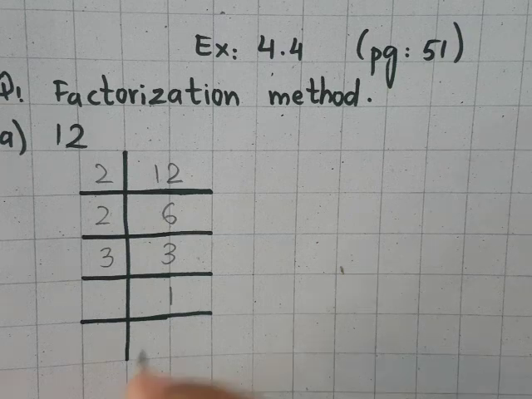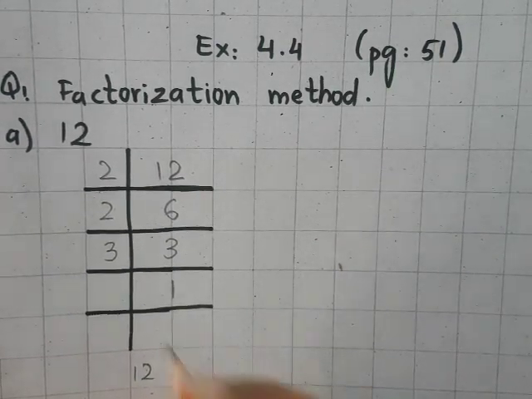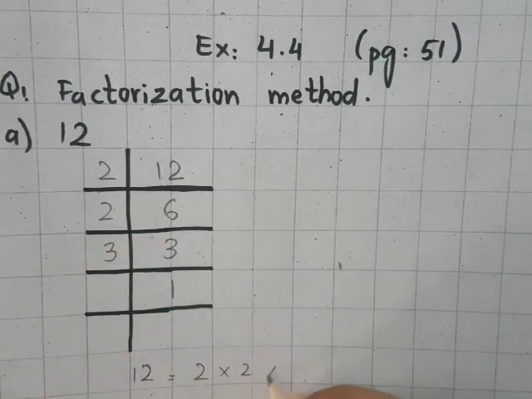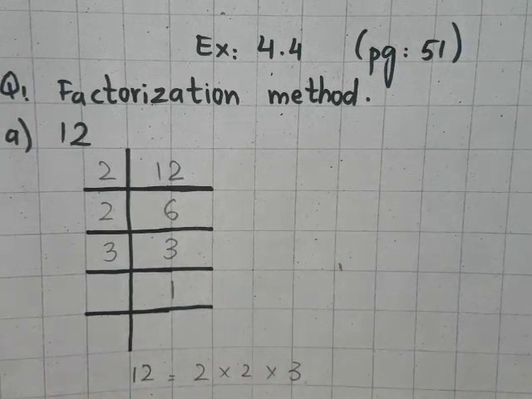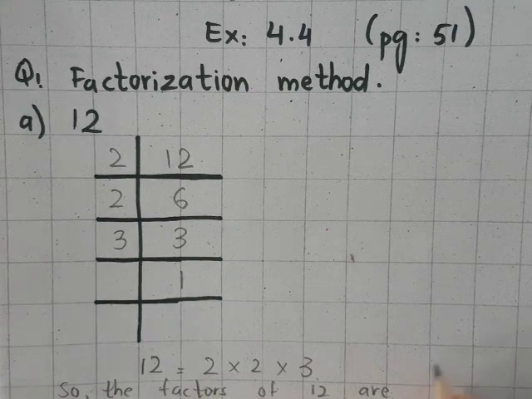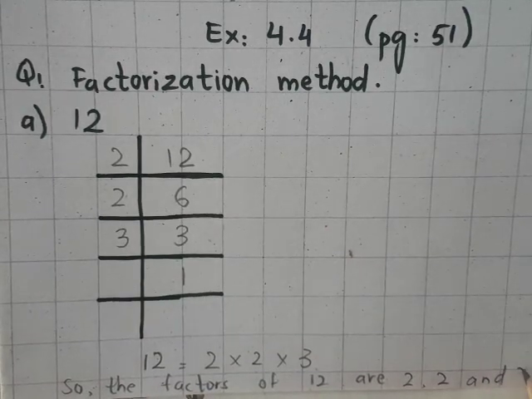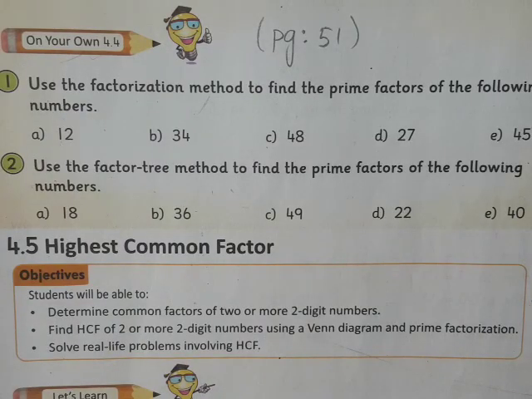We can write it like this: 12 is equal to 2 multiplied by 2 multiplied by 3. If you multiply these numbers, you get the number 12. So the factors of 12 are 2, 2 and 3. Okay, moving to the next question.